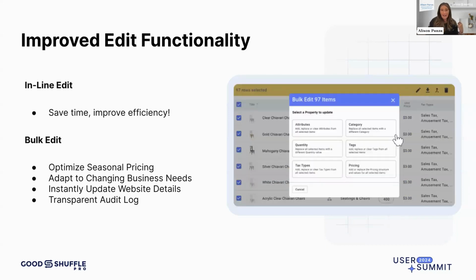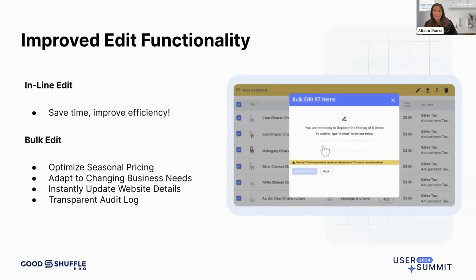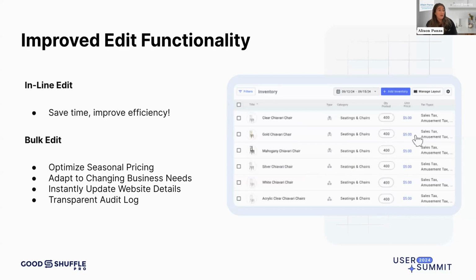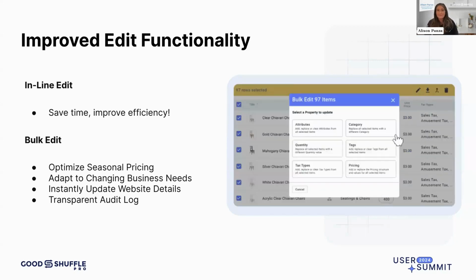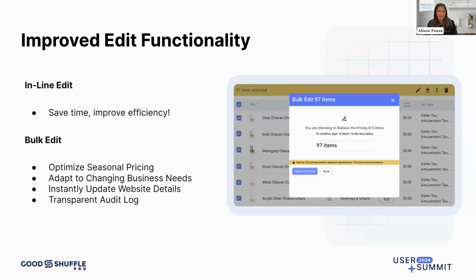And then the other edit improvement we've made is bulk edit. So now you can select multiple inventory items at once, really thousands at a time, and then click bulk edit in the top right. The GIF is walking you through the best way to do this.